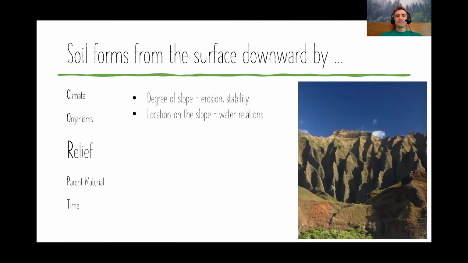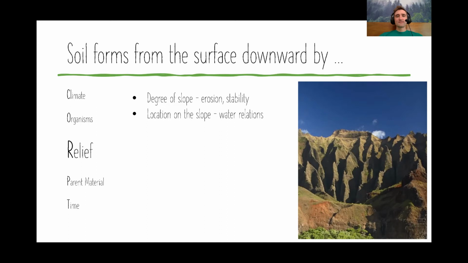Another name for relief is topography. What we're talking about is the actual shape of the land. And so the degree of slope, the steepness of the hills, will have an impact on erosion and stability. If something's very steep, you can expect it to be eroding more quickly as wind and rain have an impact on it. If something's a little bit more shallow, then maybe the rate would be a little bit slower.